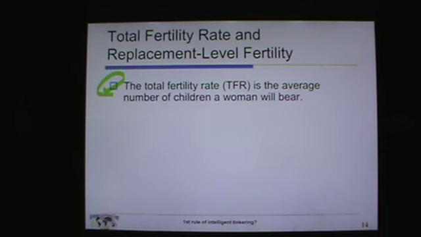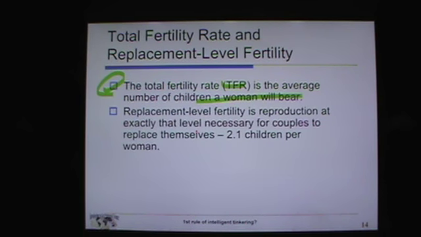A little different idea I want to introduce now. A thing called total fertility rate, TFR. The average number of children a woman will bear in her lifetime. So replacement level fertility is reproduction at that exact level necessary for couples to replace themselves. 2.1 children per woman. There's a certain infant mortality that's taken into effect. There's a certain number of children who are born who won't make it to adulthood. So it takes 2.1 children on average, and this has been the case measured for decades.